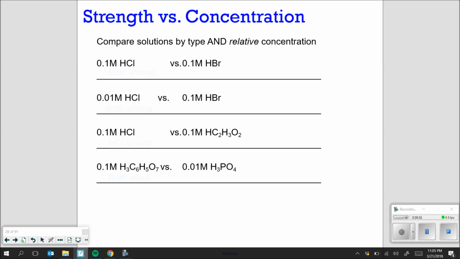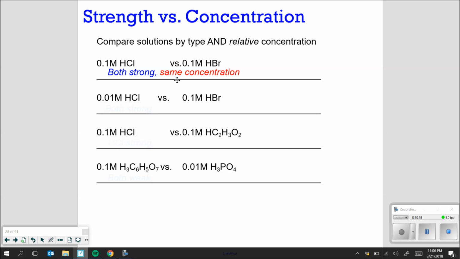We can compare solutions by type and relative concentration. When I'm talking about acids and bases, I can compare them by their molarity, their concentration, or if they're strong or weak. So in this first case, I've got 0.1 molar of HCl and 0.1 molar of HBr. They're both strong, and they're also both the same concentration.